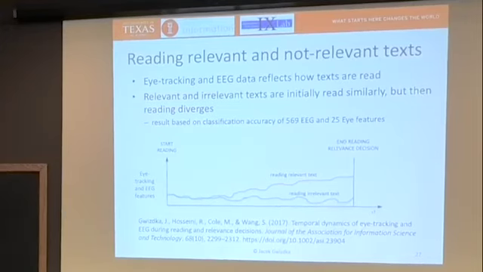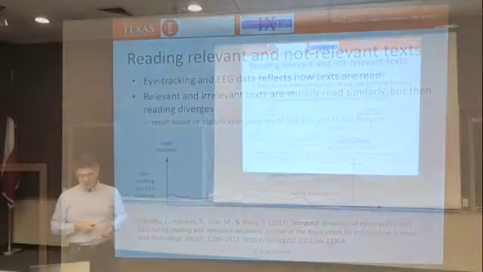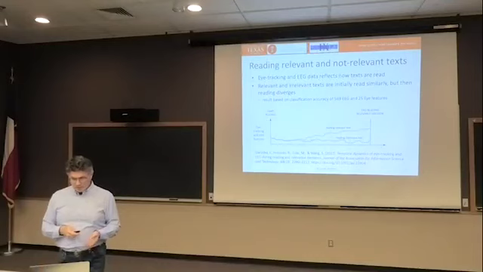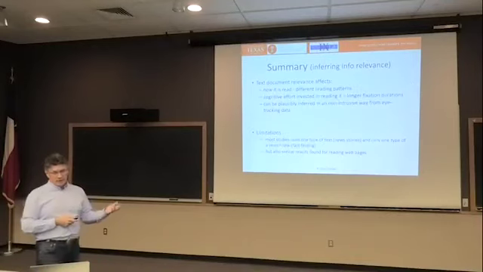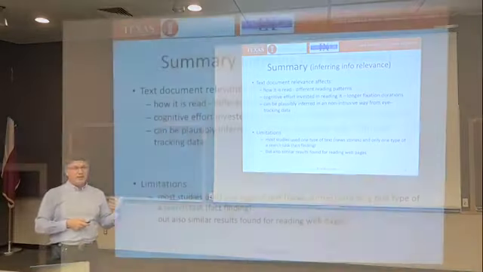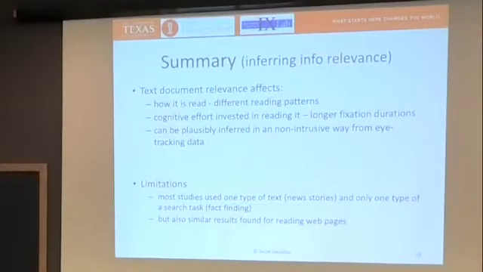But overall, at the end, not even focusing on relevant words, the classification accuracy is about 80-some%. So it's actually not bad, and it's quite promising. So to summarize, documents are read in a different way. The eye movements depend on the relevance. What I showed here were relatively simple examples.